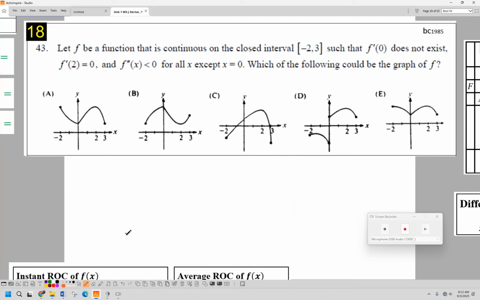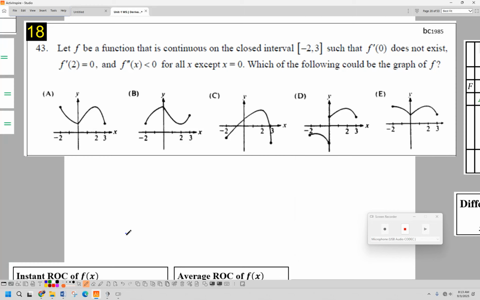So go slow. It says f is continuous. You have a box on your reference sheet to remind you what that means for f to be continuous. If you look at the reference sheet, it says that f is continuous as long as f has no jumps, removable discontinuities, or vertical asymptotes.